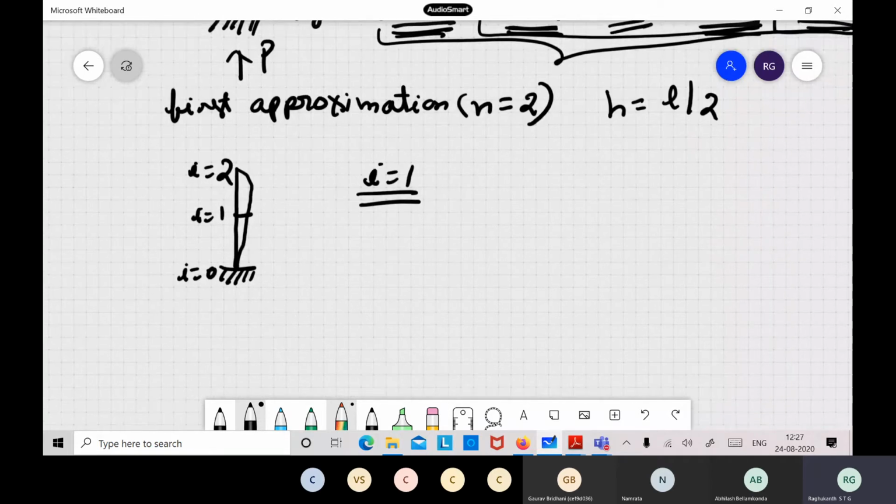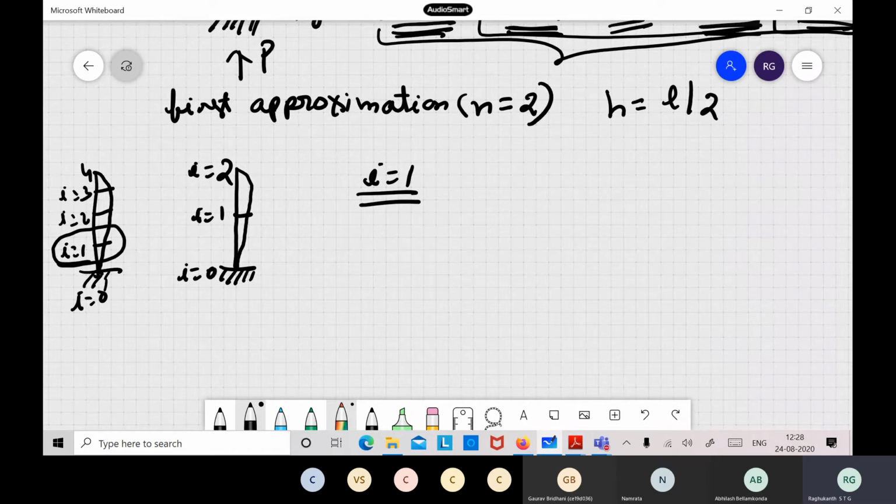So what is the solution now? How do we proceed? We need to go for a second approximation. Second approximation means n is equal to 3. But for n is equal to 3 also you have a problem. If this is your beam, i is equal to 0 will be here, then i is equal to 1, i is equal to 2, i is equal to 3, and this is your fourth point. Now if you want to write the equation for i is equal to 1, still you have a problem. You understand?